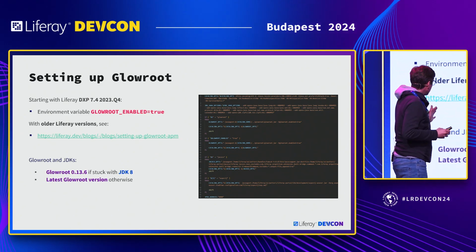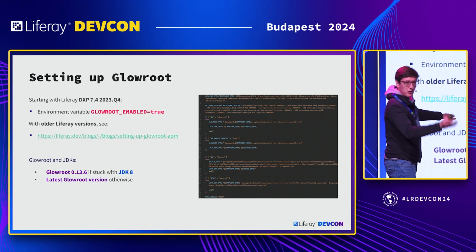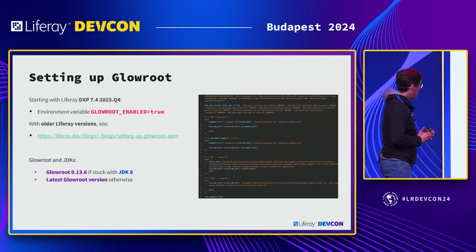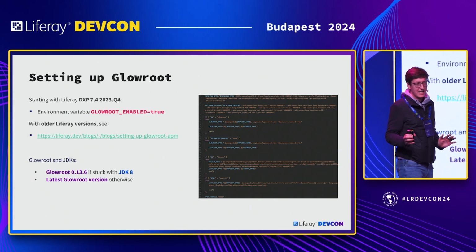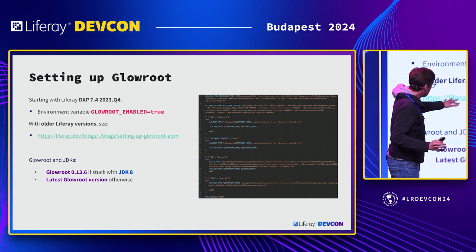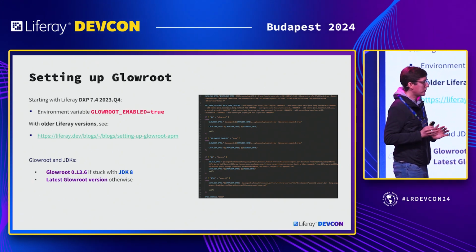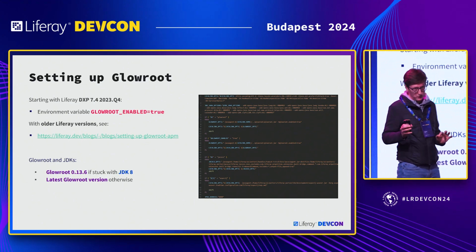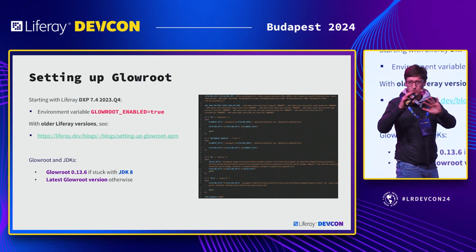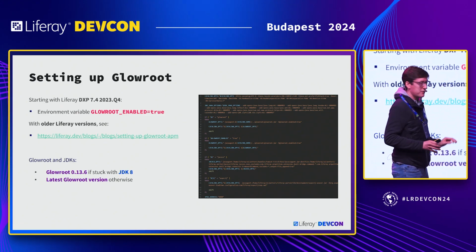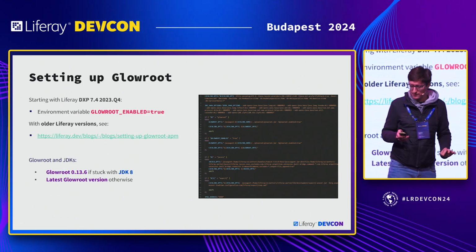Glowroot, we were talking about Java just earlier. We've stuck with Glowroot 13.6 because it was the last one supporting JDK 8. We will have to move to the newest ones in order to properly handle JDK 21. Okay? All it needs in your local workspace is to set this environment variable. Here you go, it's running.